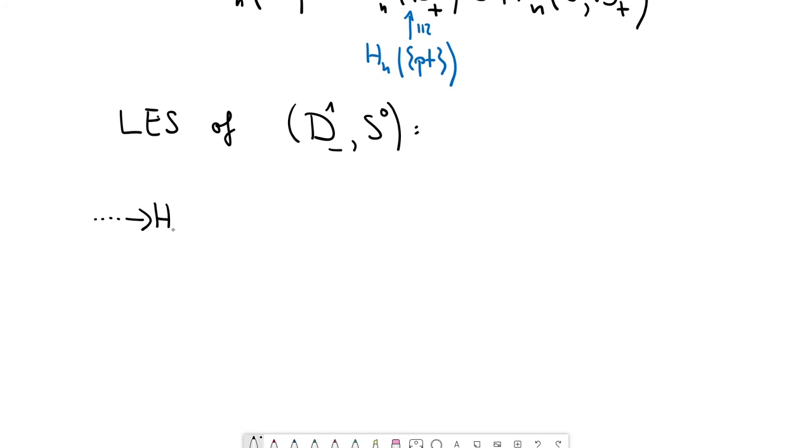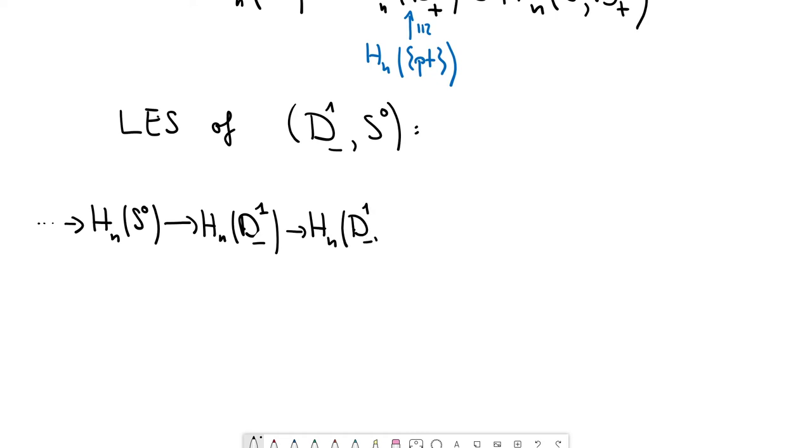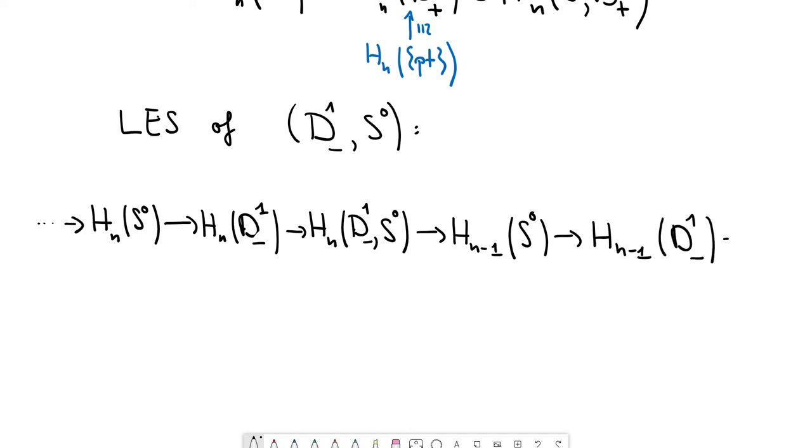Okay, so let's write it. Maybe I should start to the left to make more efficient use of the space here: Hn S0. Then we have Hn D1 minus. Then the relative group. And then it goes down to Hn minus with the boundary homomorphisms. And then it goes on.